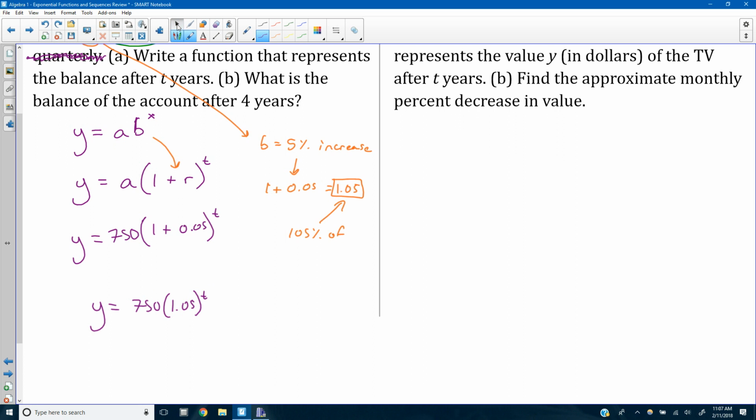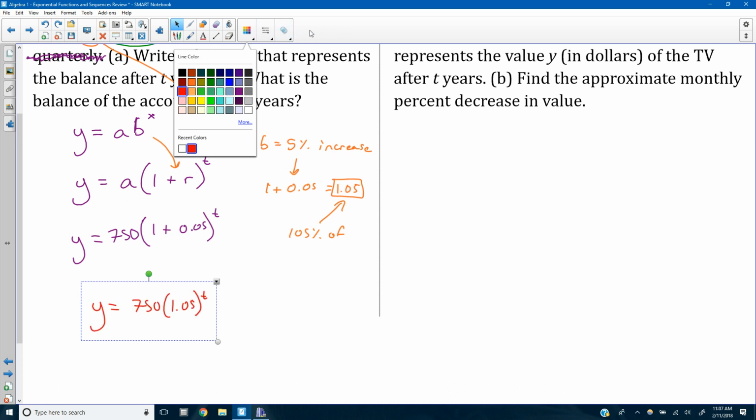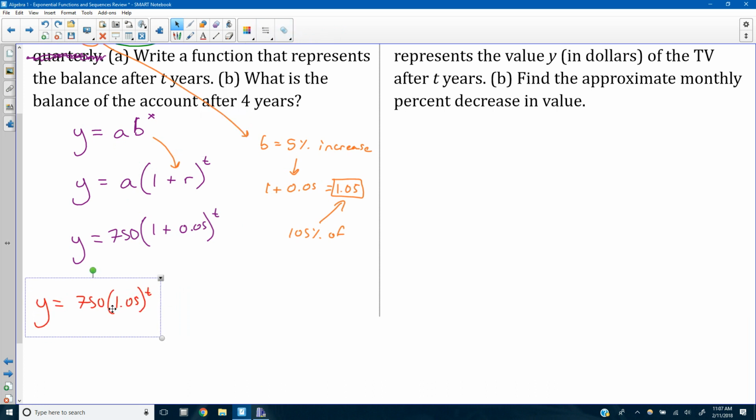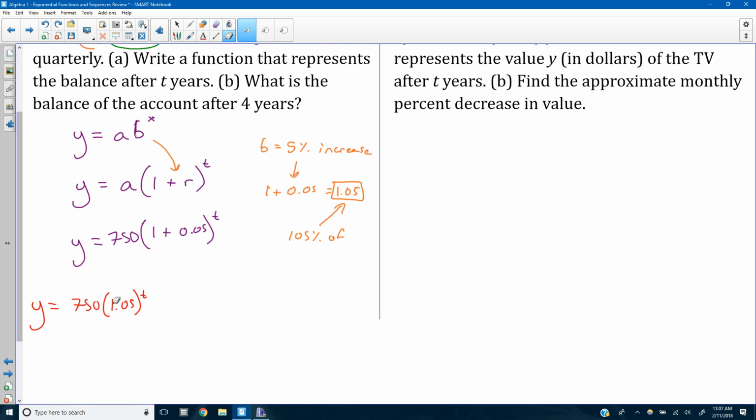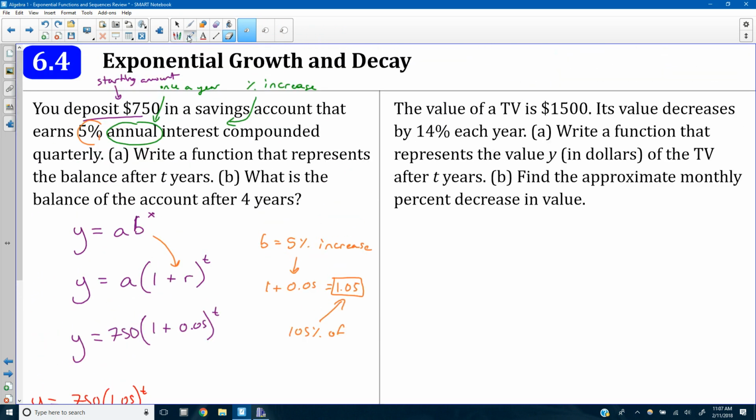Now, the problem with this is that this was not the actual problem. This was not actually what we were being asked to do. So I'm going to leave this off to the side because I will use it later. We were asked to find 5% annual interest compounded quarterly. If it wasn't compounded quarterly, this would just be our answer right there, and you're pretty used to that. Here's what compounded quarterly means.